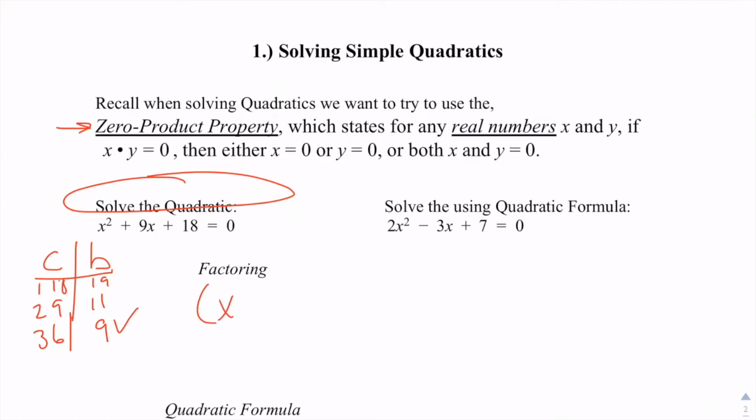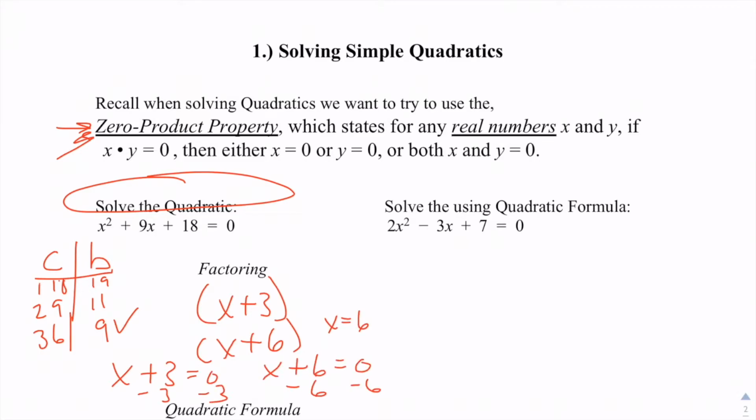So we got x plus 3, x plus 6, and again when we solve we want to use the zero product property. We want to set both things inside the factors equal to 0, and then solve for x, and then we get x equals -3. And on this one we get x equals -6.